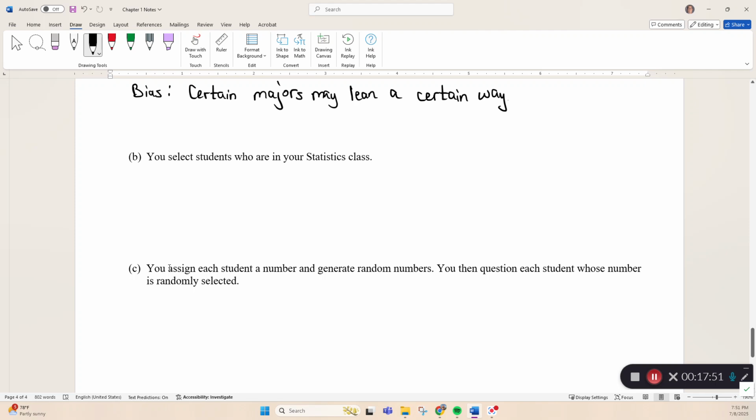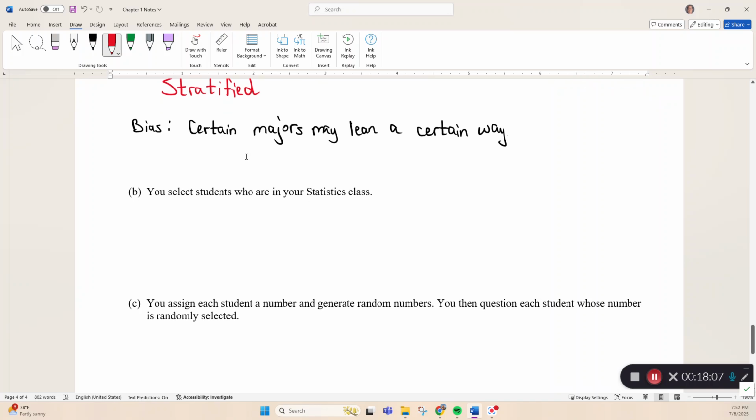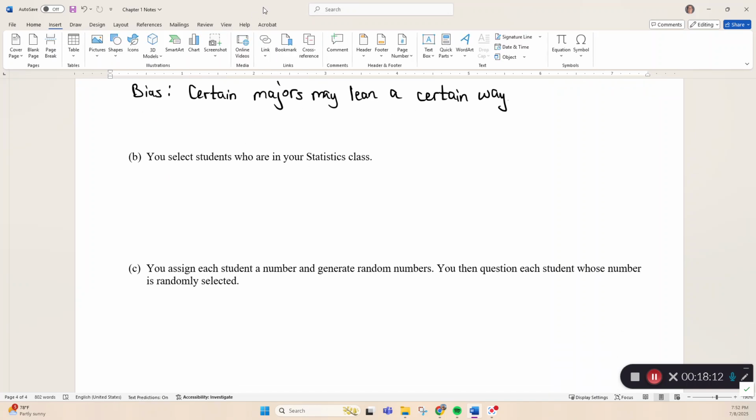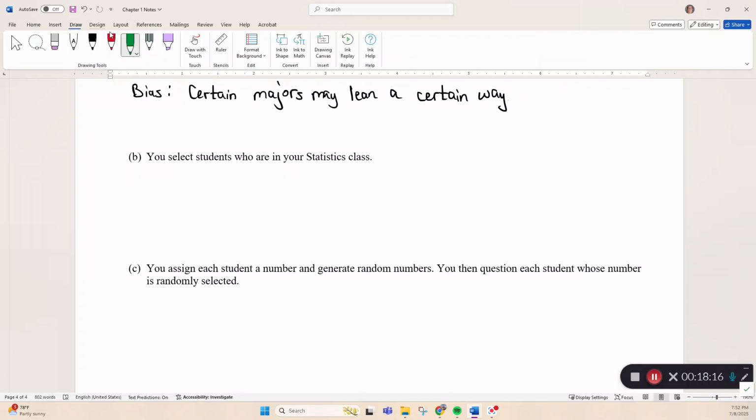Okay, B, you select students who are in your statistics class. So you're only picking students that are sitting in the room with you right now. Well, that is a convenient sample. Let me make sure I'm writing it in the correct color. Red. Okay. There we go. This is a convenient sample. You're picking the ones that are the easiest to get.